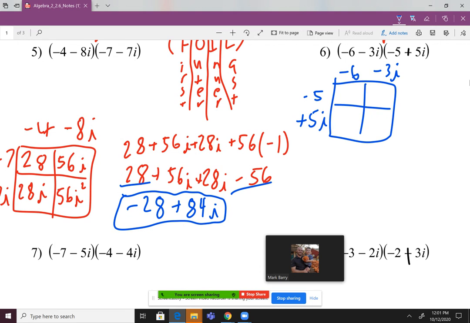So negative 5 times negative 6 is a positive 30. Negative 5 times negative 3i is a positive 15i. Negative 6 times 5i is a negative 30i. And then 5i times negative 3i is negative 15i squared.